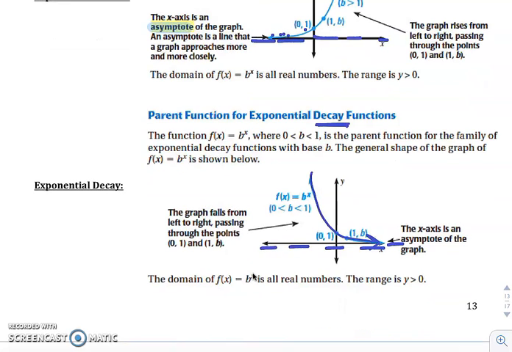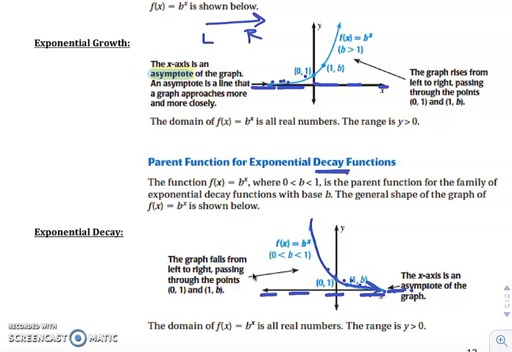Like, you probably talked about half-life in science, that would be a decay function. You keep cutting it in half, but it's literally going to keep getting cut in half forever. It's never actually gone. So that's the asymptote. That's the value that it's approaching but never really reaching.